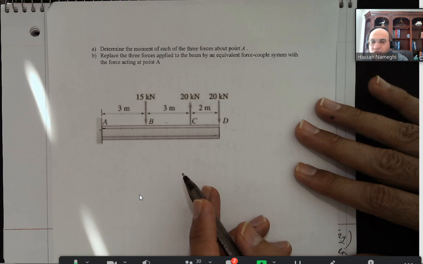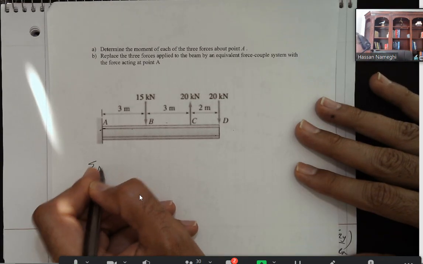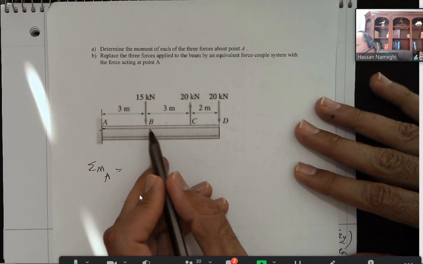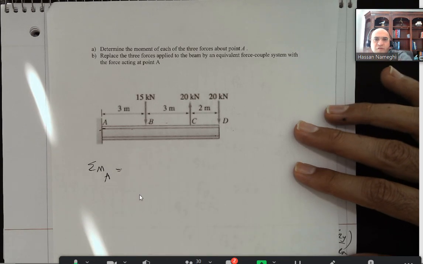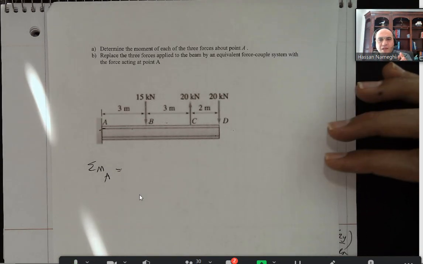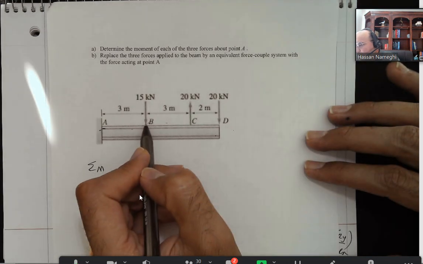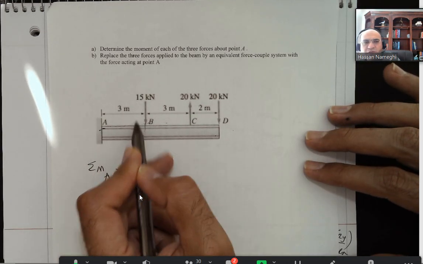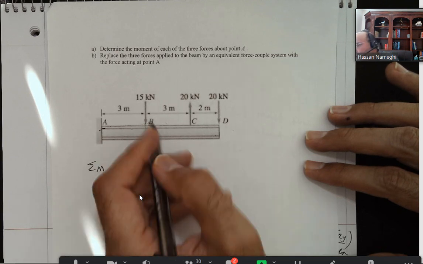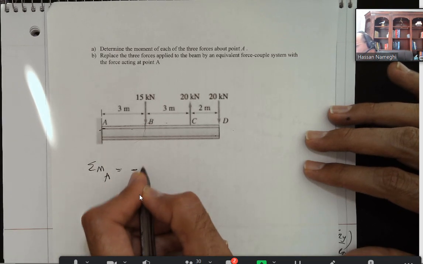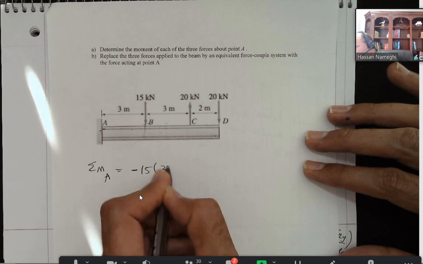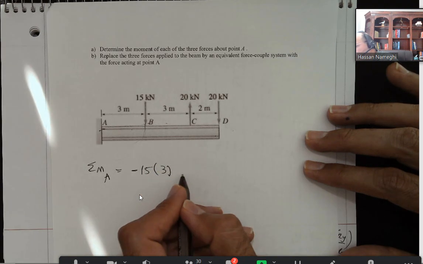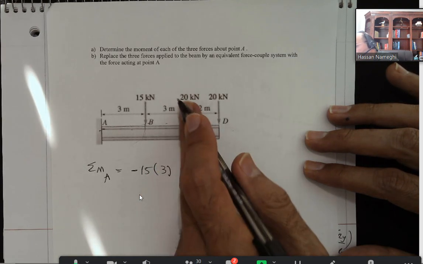Step two was to find the moment about point A. The moment about point A is equal to 15 kilonewton. So this is pointing down. And then you look at the distance, right? If you look at the distance from here to here, this will create a clockwise rotation. A clockwise rotation means negative. So negative 15 times 3. The next one is 20, sorry, the next one is 20.